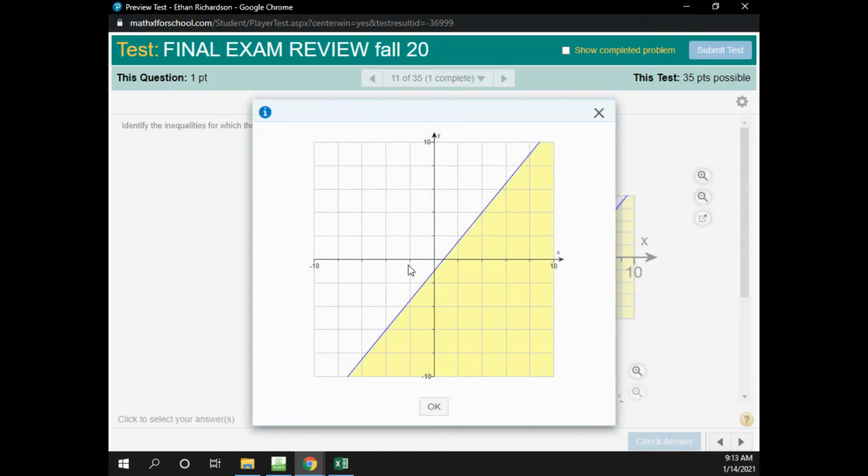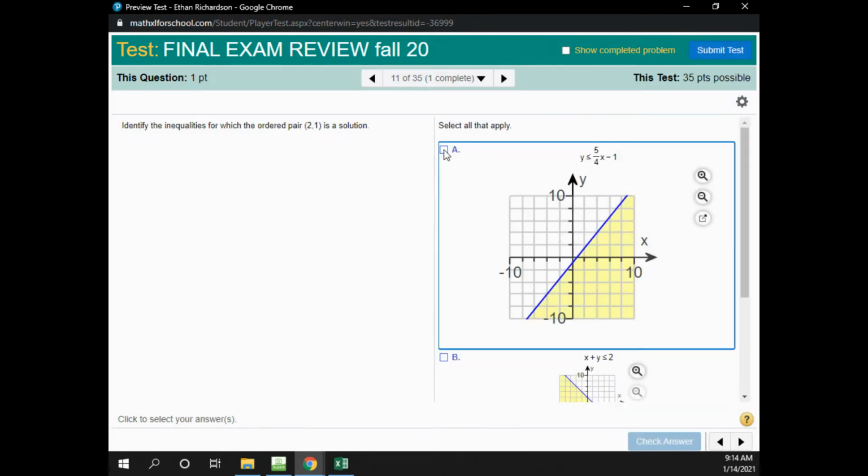Make sure you check your scale. Now, if you notice on this, the only thing you really have to watch for is the scales. For this to be 10, this is 2, 4, 6, 8. These are all by 2s. So (2, 1) would be halfway up. That looks like that one would be in on that graph. So that one's good.